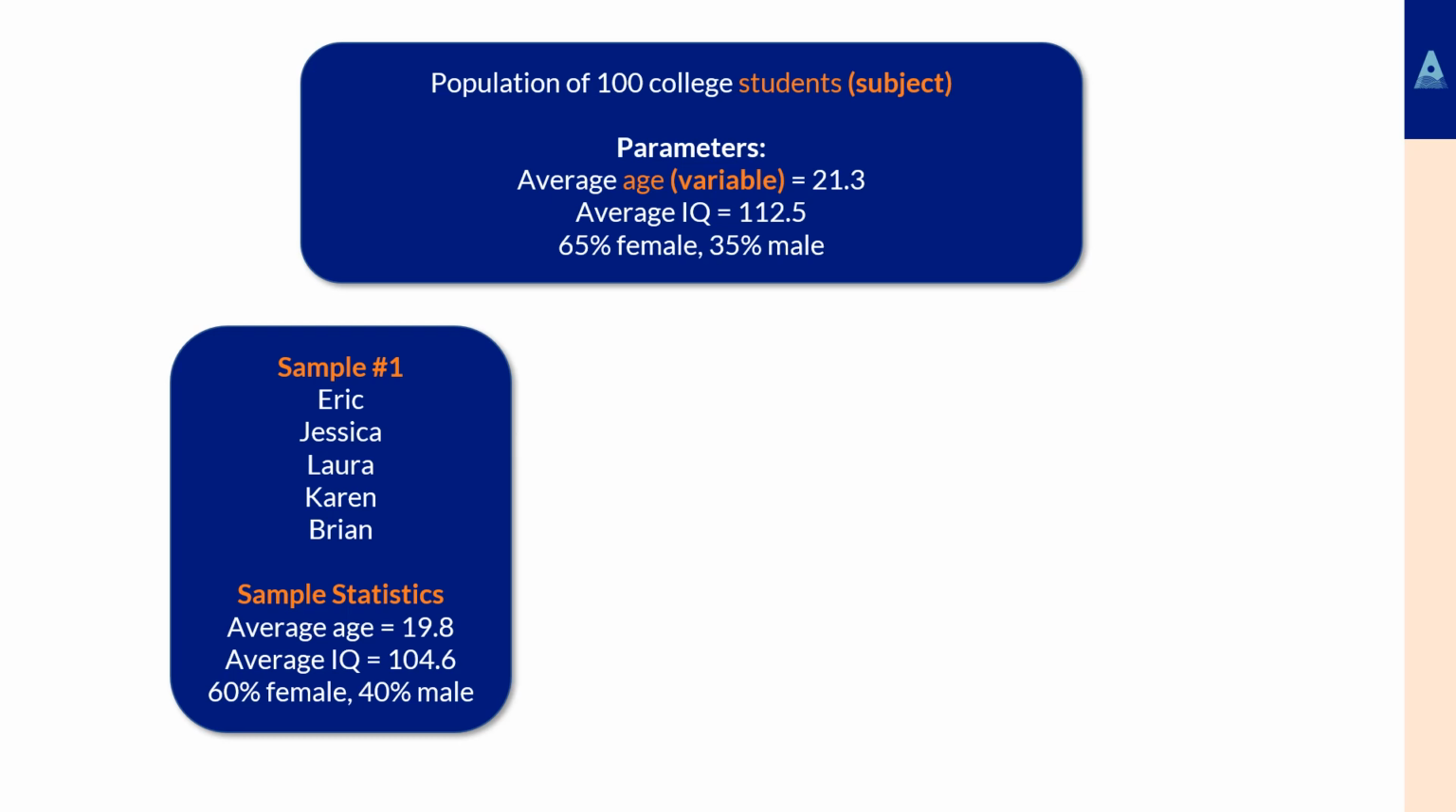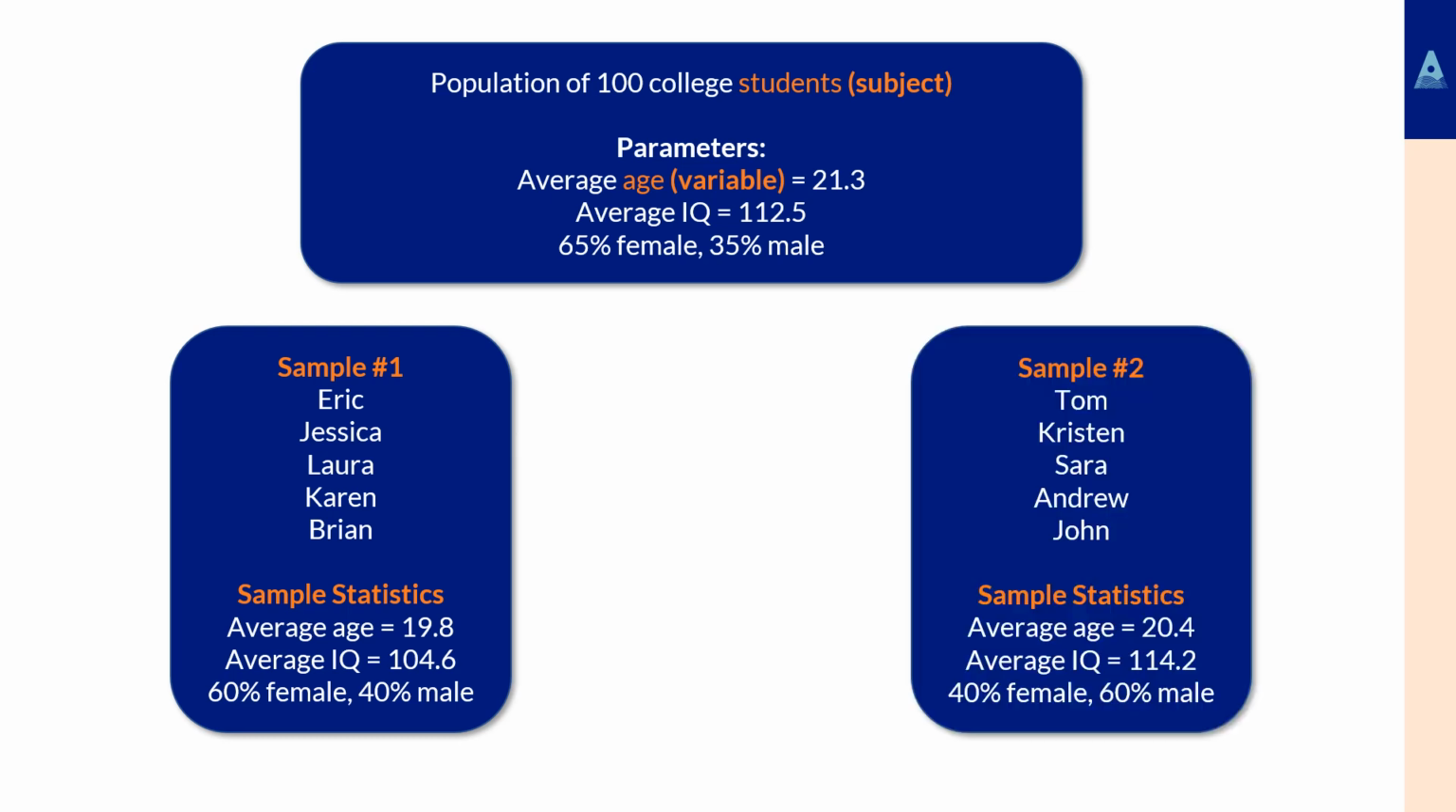Sample 1 has 5 students in it, and the sample statistics are: the average age is 19.8, the average IQ is 104.6, and it's 60% female, 40% male. If we take a different sample from the 100 students, we get 5 different people. And the sample statistics for this sample are: average age is 20.4, average IQ equals 114.2, and 40% are female, 60% are male. And this is where we get sampling error again, because each sample differs from the other and they both differ from the population.